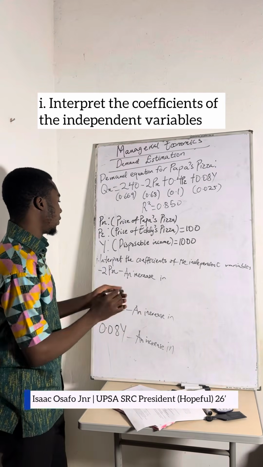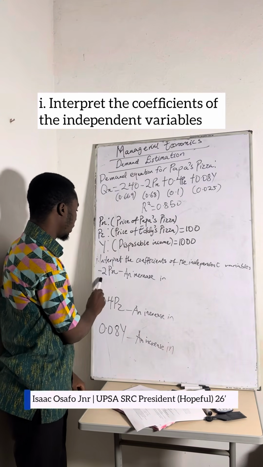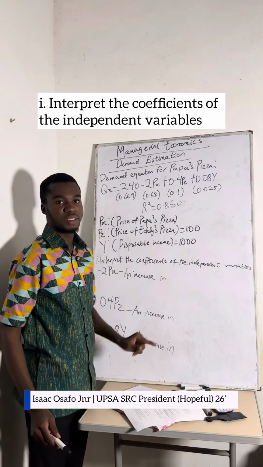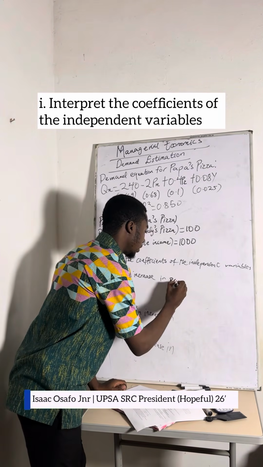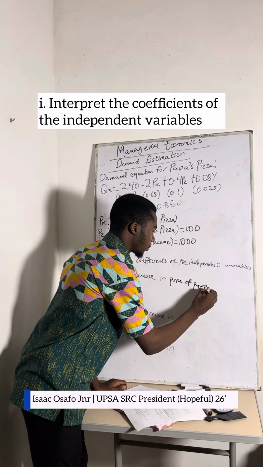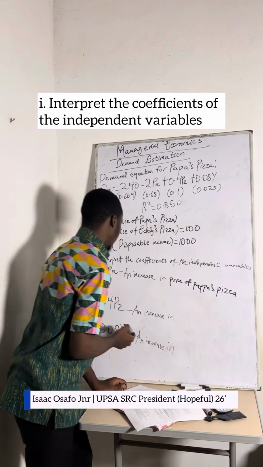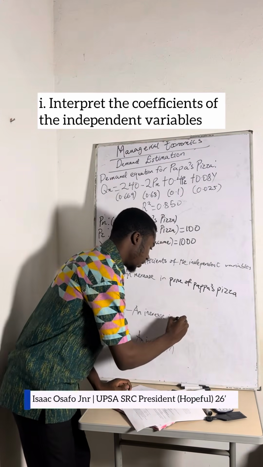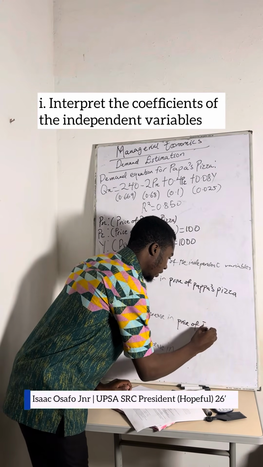So now, having written an increase in, go to each of them. Px. So you are going to interpret the Px. What is Px? They say Px is the price of Papa's Pizza. So we see an increase in the price of Papa's Pizza. Then this one too is Pz. Pz is what? Eddie's Pizza. So an increase in the price of Eddie's Pizza.